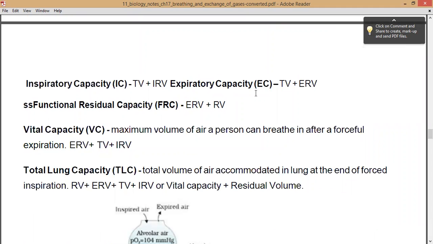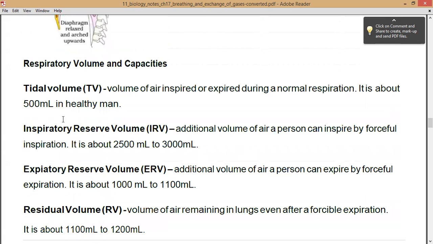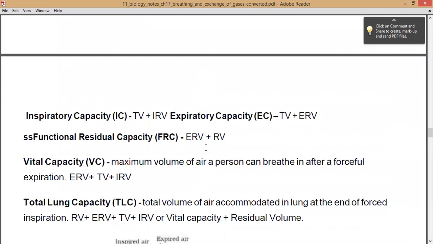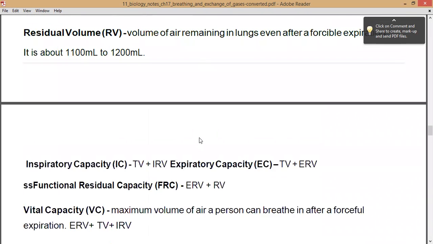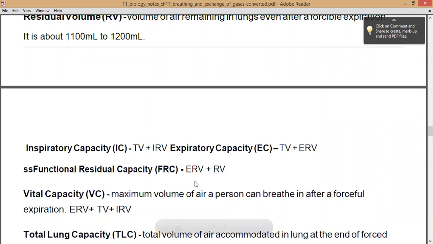In the same way, the expiratory capacity is tidal volume plus the ERV. That is how much air is inspired or expired during normal respiration, plus how much air a person can expire forcefully. So that comes to the expiratory capacity. Next is the functional residual capacity, denoted by FRC, and that is ERV plus RV. ERV stands for expiratory reserve volume, and RV stands for residual volume. So ERV plus RV forms the functional residual capacity.